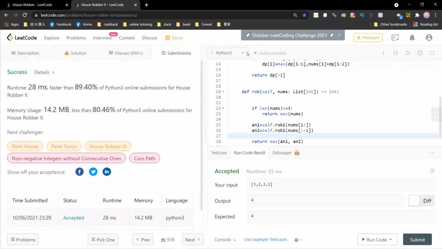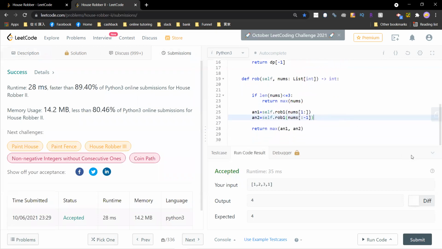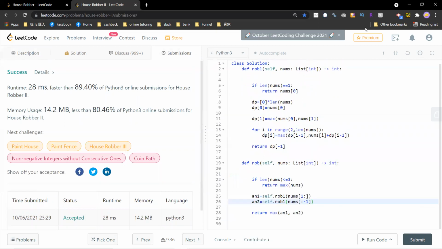Okay, so I think you guys can easily understand why I chose this. The answer must be one of the two: whether you take the first one or you take the final one, and you cannot choose both. So you just separate this problem into two subproblems and take the maximum. Okay, this is the idea. See you guys in the next video.